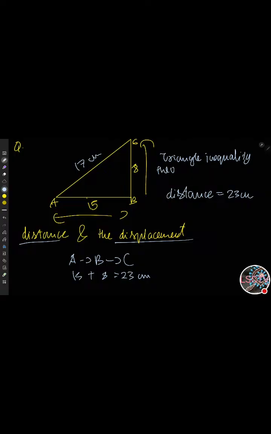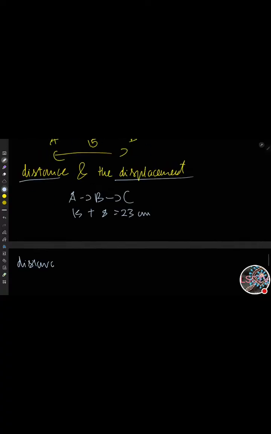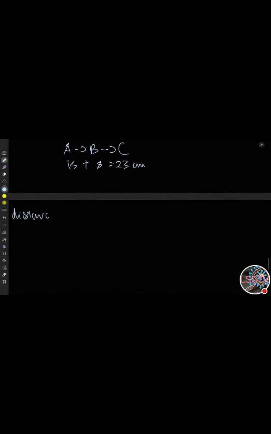theorem. It shows that the sum of two sides should be greater than the third side. What is 15 plus 8? 23 centimeter. Is 23 greater than 17? Yes, of course. So it means 17 is the displacement. That is correct. Fine. Let's move on. So from this, you found out that the displacement is 17. Got it?